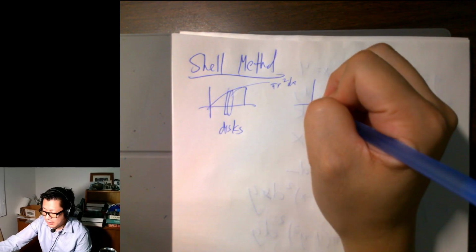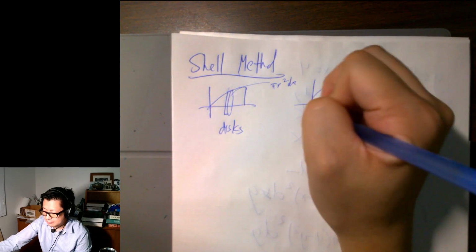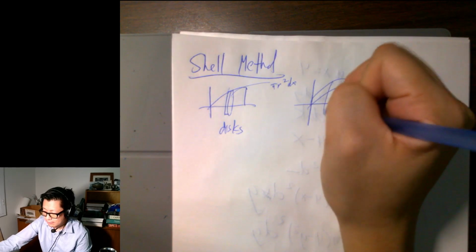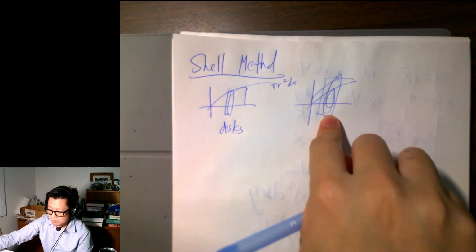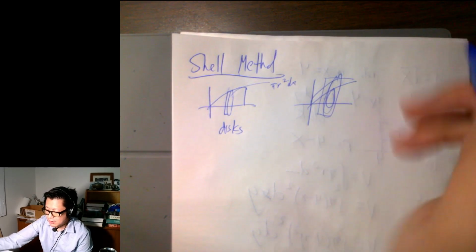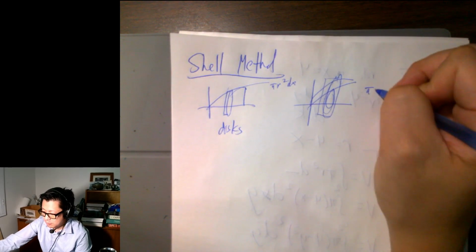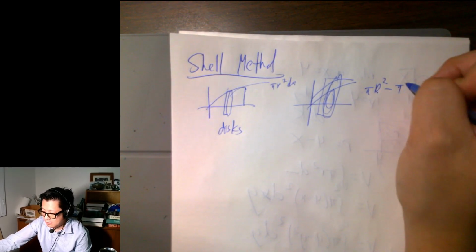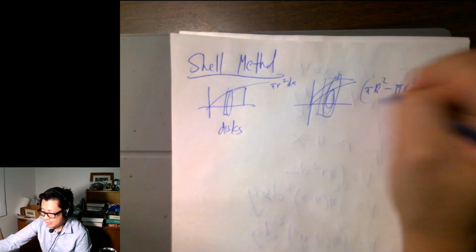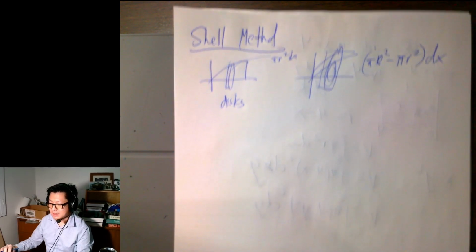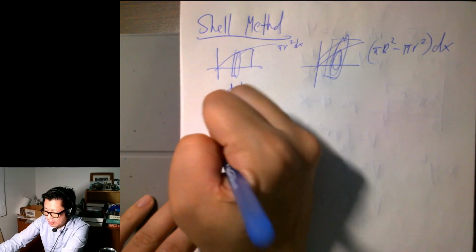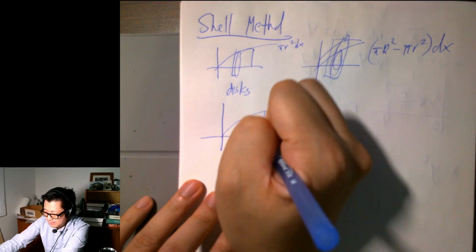Washer method involved rotating and ending up with hollowed out cylinders, or aka washers, where your little volume elements were pi big R squared minus pi little r squared, all multiplied by some d whatever, in this case dx. Shell method is going to work a little differently.